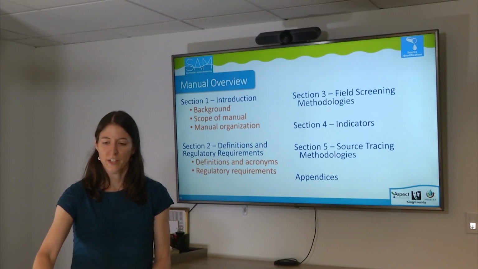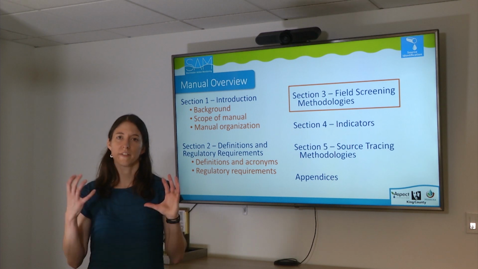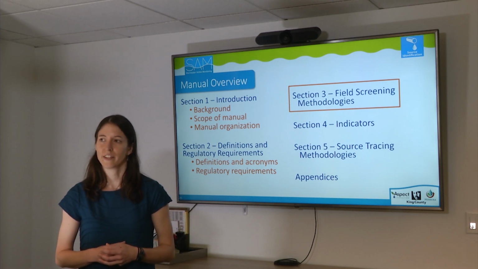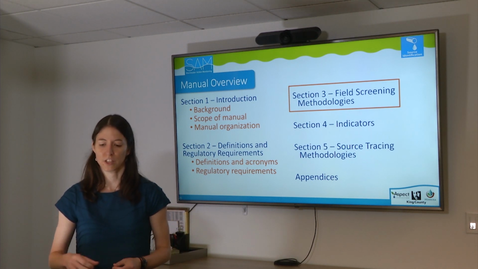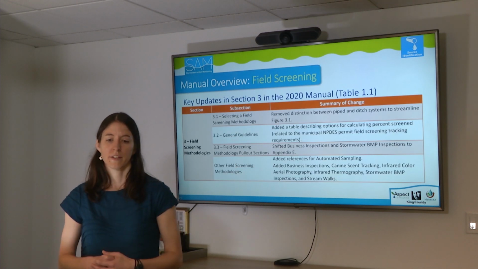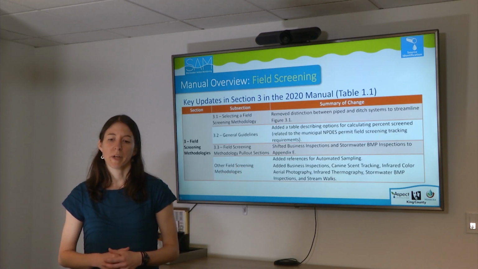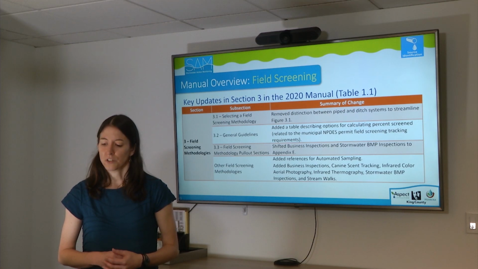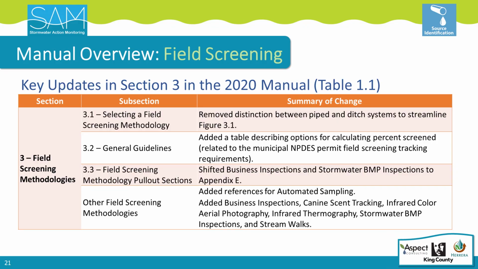So next we'll shift into section 3. So as I talked about, this is where the bulk of the manual content is, starting in field screening methodologies. Some of the key updates that occurred in the 2020 manual in section 3 include updating figure 3.1, which we'll take a look at in just a minute, adding a new table 3.2, which we'll be talking about in a minute as well, but really that provides some background information on calculating your percent screened, some recommendations there.